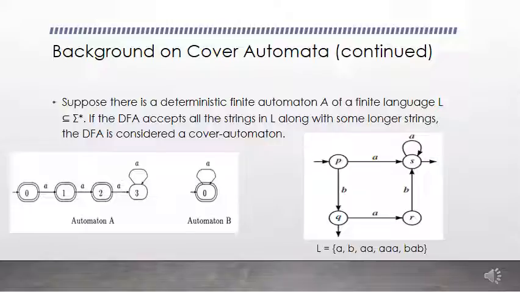The image on the left is an image of an automaton A, which is a minimal DFA, and automaton B, which is a minimal DFCA. This image shows that not all minimum DFAs are minimal DFCAs.